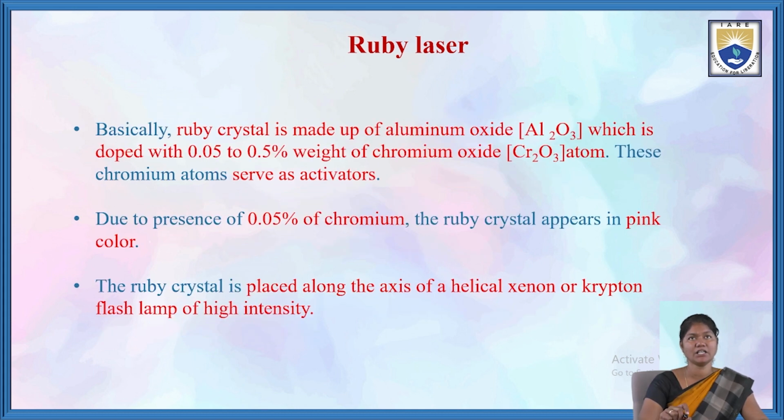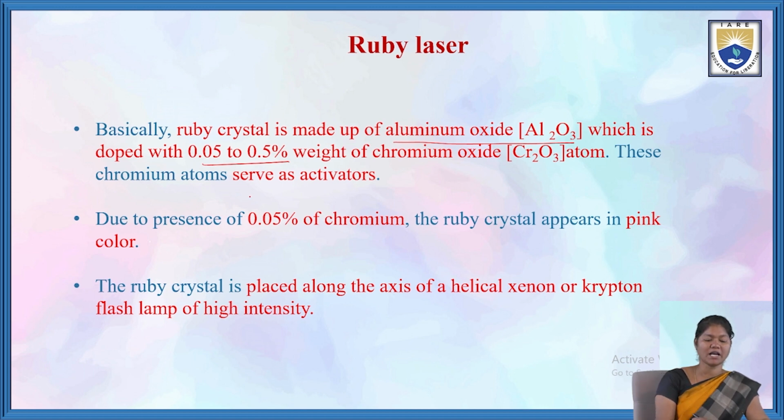Basically, the ruby crystal is made up of aluminum oxide, which is doped with 0.05 to 0.5% weight of chromium oxide atoms. These chromium atoms serve as activators.